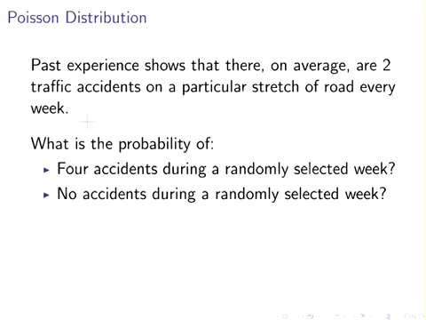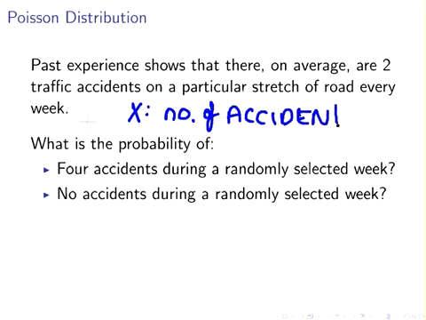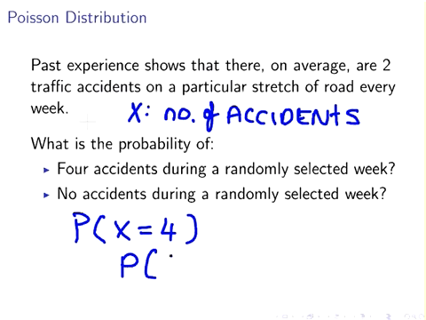Well, here X is going to be the number of accidents, and we're interested in the probability of X equal to 4 and the probability of X equal to 0. So just take a moment to see how what I've just written at the bottom matches the 2 questions that were being asked.